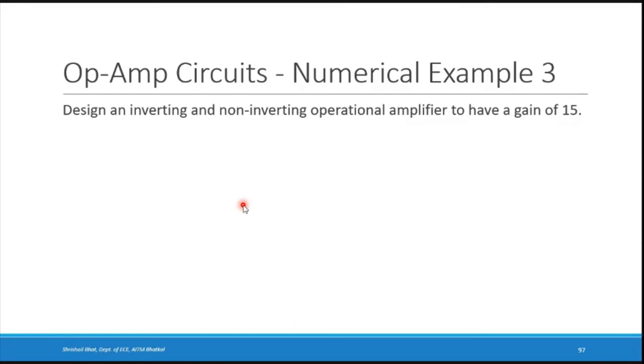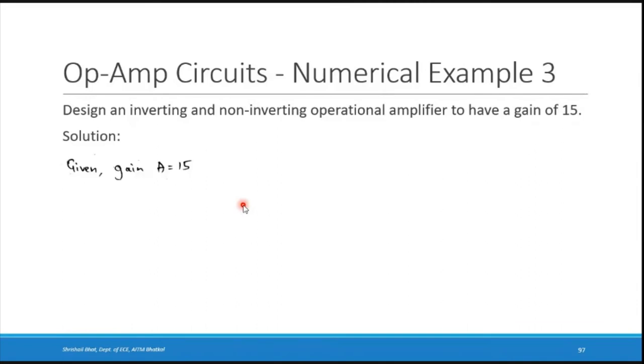So design means what? You have to find the values of the components that you're going to use, right? You're finding the values of components that you're going to use. So gain is given as 15. In an amplifier circuit, you have two resistances, RF and R1. You have to find the values of that. And once you find the values of RF and R1, you have to draw the circuit to complete the design, right? First, we will consider an inverting amplifier.